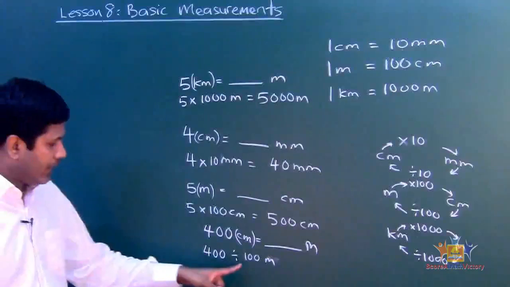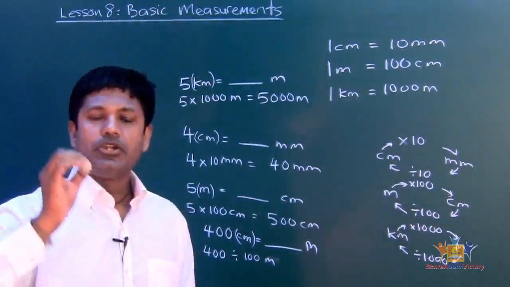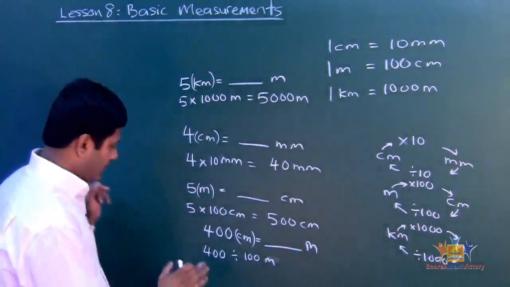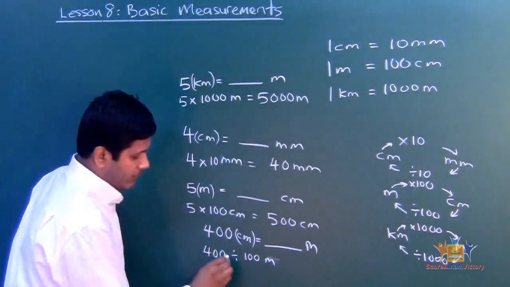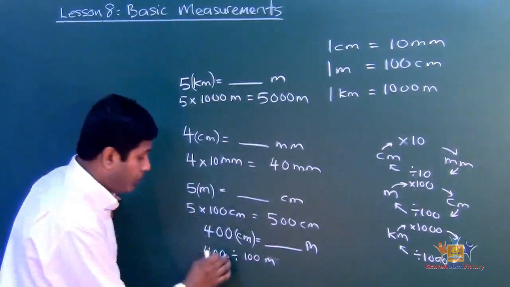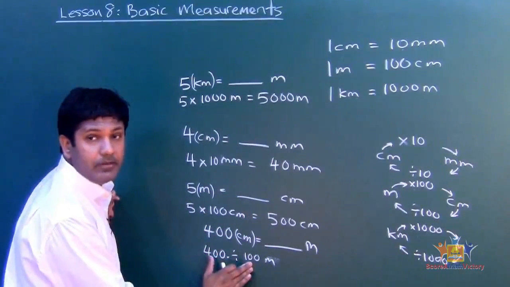Now look at that, I'm dividing. Whenever you divide, you locate the decimal. For 400, where is the decimal? It's right there, you don't see it. We usually don't show it, but you put the decimal on there. And then look, you're dividing by how many zeros? 100 has how many zeros?